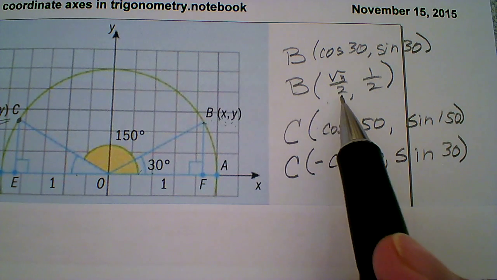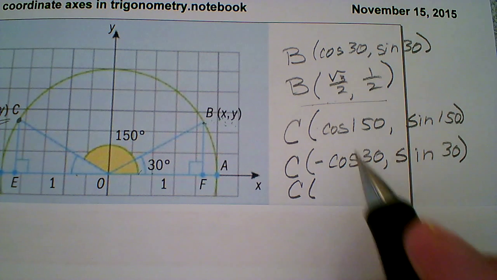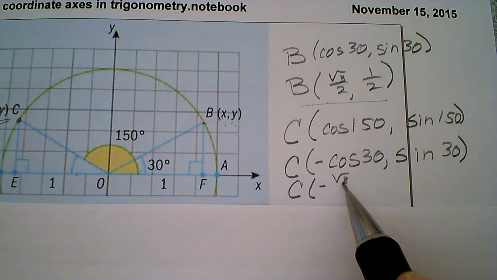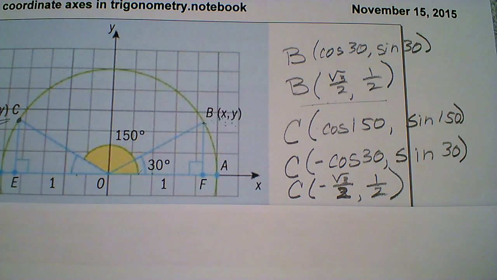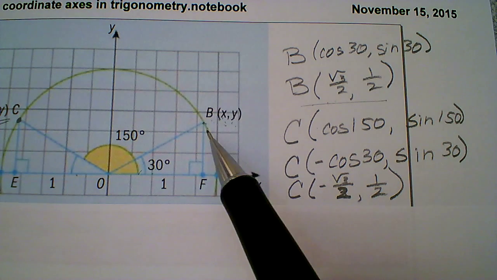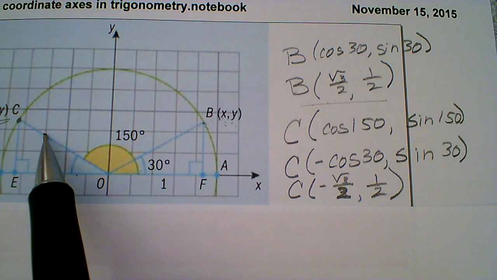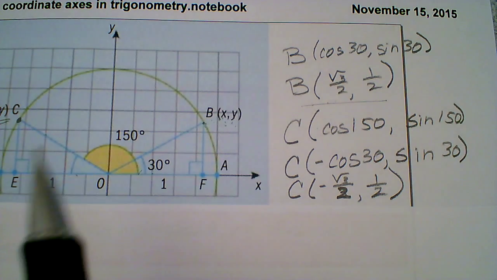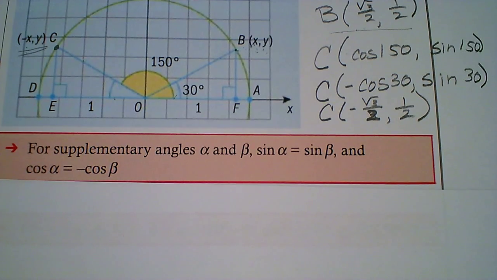All right, so it's a little bit difficult to understand when we're dealing with these supplementary angles. And since we already know these values, all we have to do is say that C then is the opposite. So it's the opposite of square root of 3 over 2, and the sine value stays the same. So without any further calculation, we were able to take the coordinates from B and turn them into the coordinates at C. All right. So this is very fundamental to what we need to start doing in the rest of trig. So here's the rule.